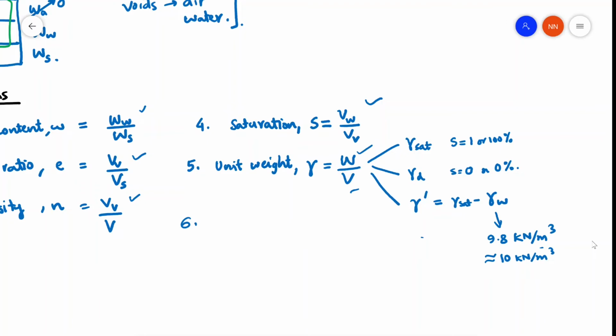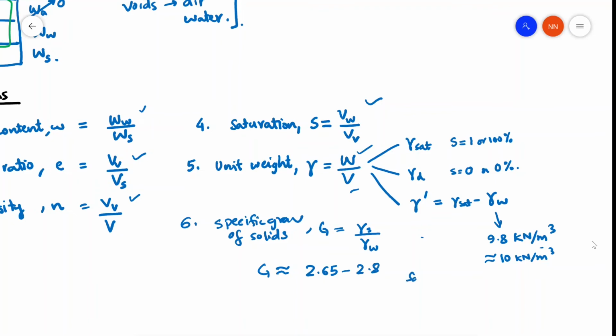Finally, we have the specific gravity of solids, which is represented by G or Gs, and that is the ratio of the unit weight of solids to the unit weight of water. So it's just like the relative density of solids with respect to water. Now this G lies between 2.65 to 2.8. Usually for sands it's approximately 2.65, and for clays it's approximately 2.7. Something to remember and consider.